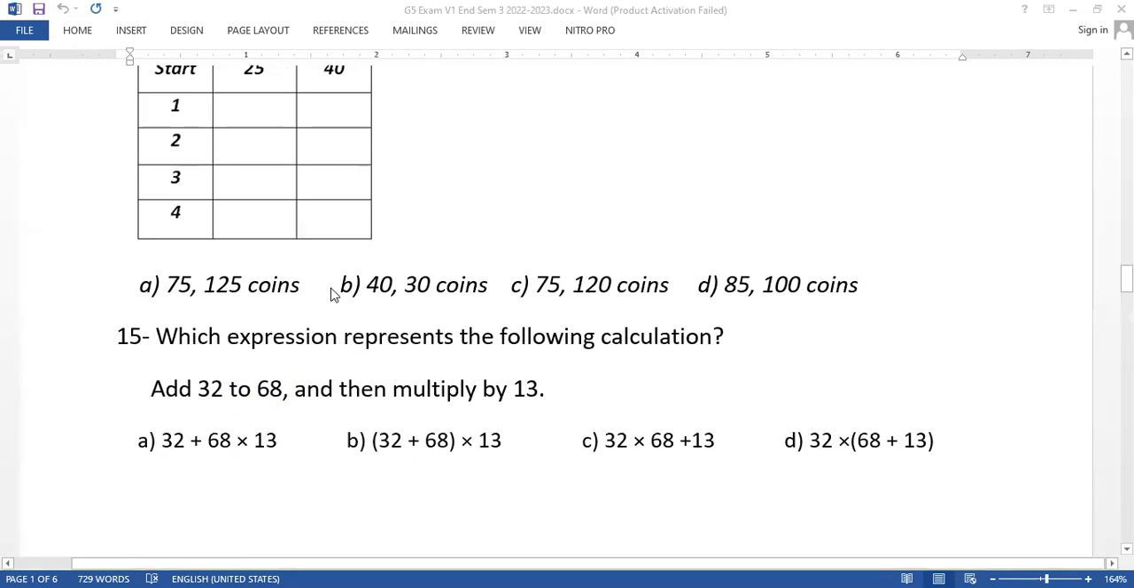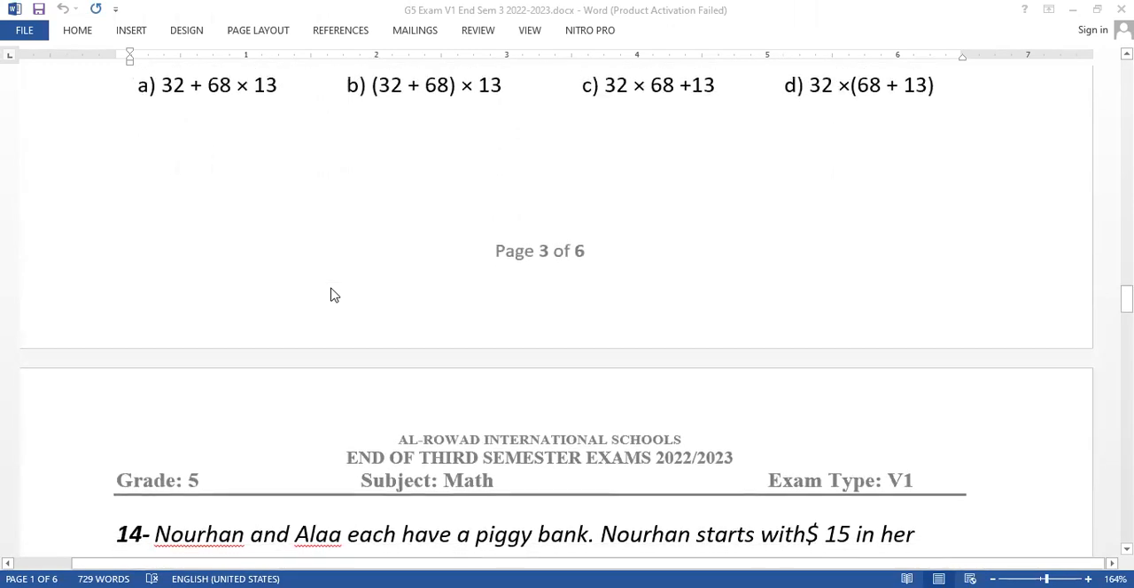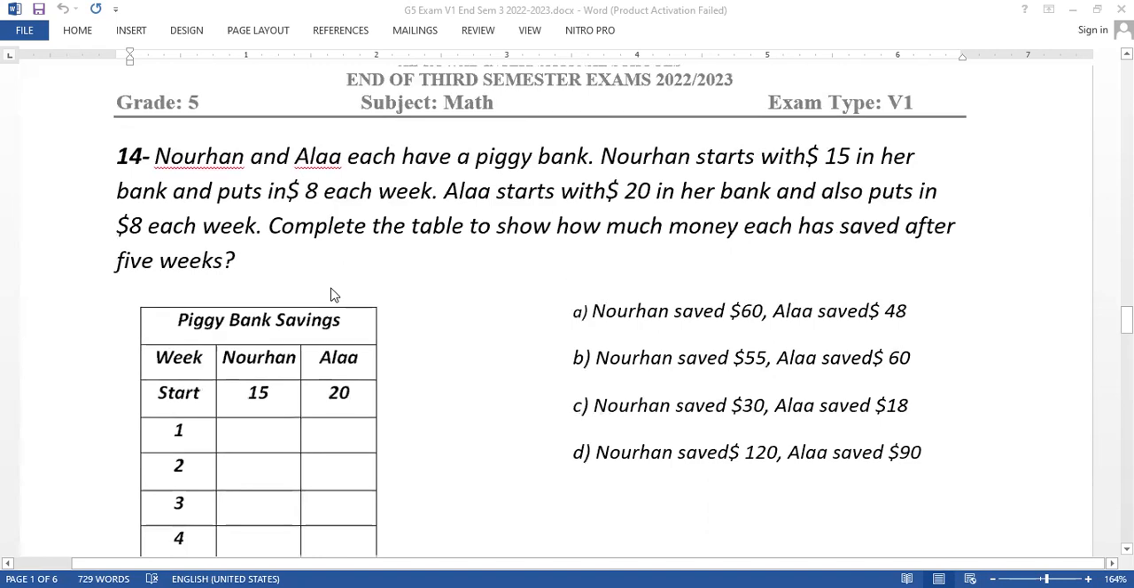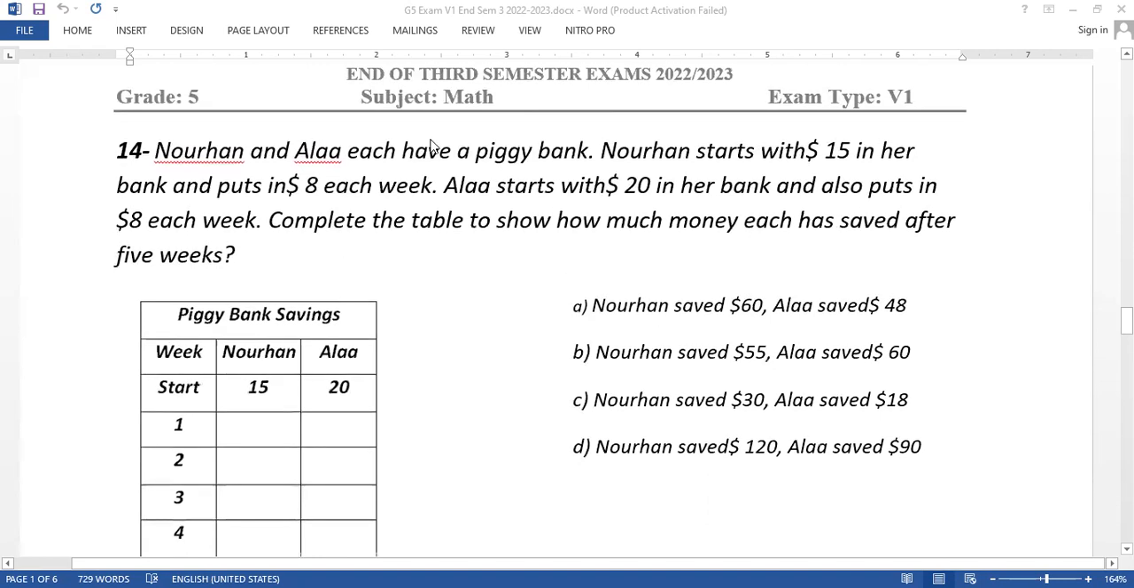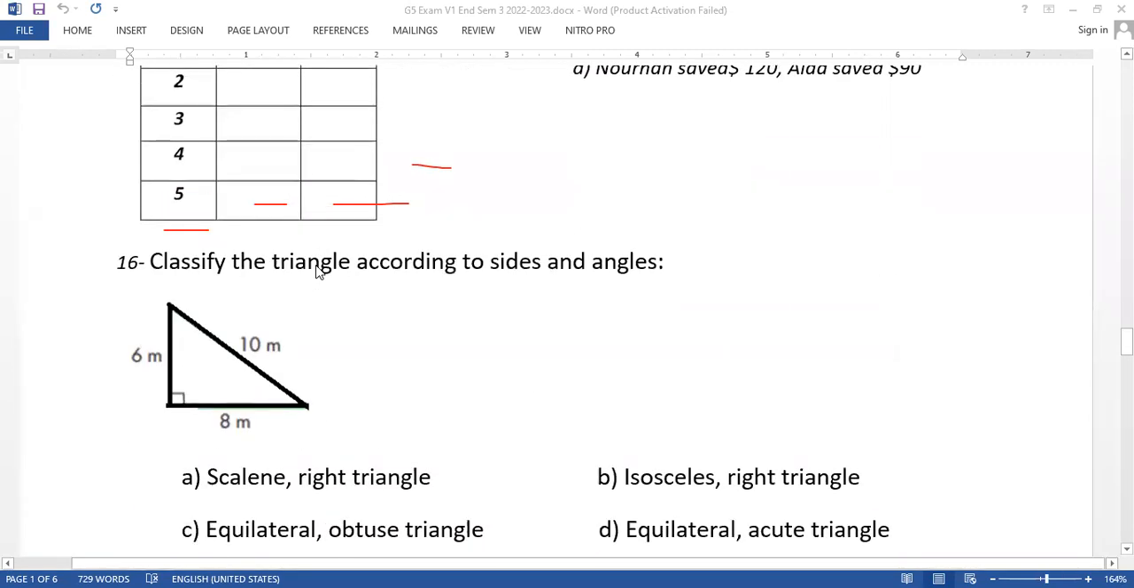Next question. Nurhan and Ala each have a piggy bank. Nurhan starts with 15 in her bank and puts in 8 each week. Ala starts with 20 in her bank and also puts 8 in each week. Complete the table to show how much money each has saved after 5 weeks. The same question we have done before, so we can skip it.